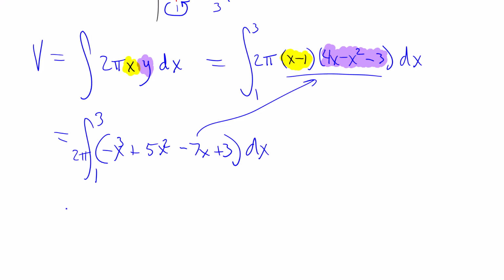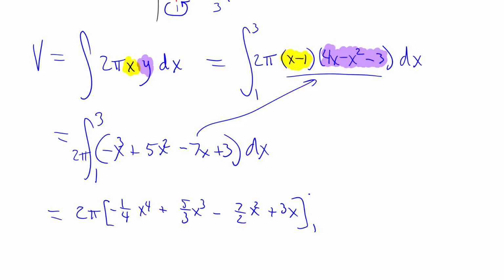The antiderivative shouldn't be too bad. This one, double check it if you want. I think it should turn out to be 2 pi times, see, the antiderivative should be negative 1/4 x to the 4th plus 5/3 x to the 3rd minus 7/2 x squared plus 3x. And this is all going from 1 to 3, our bounds of integration. You can double check the antiderivative there.